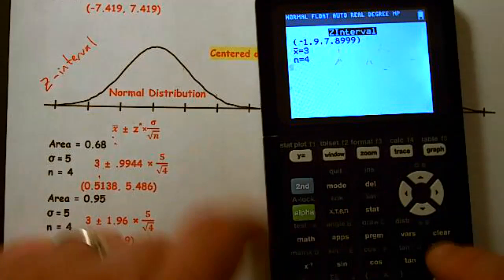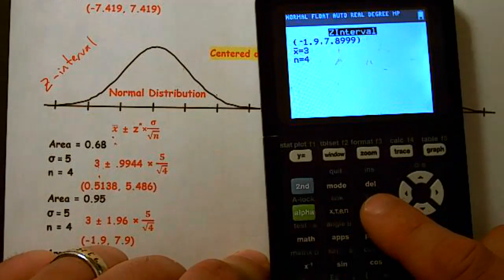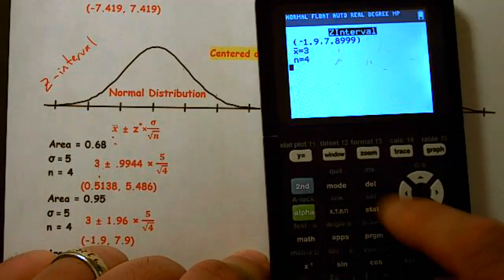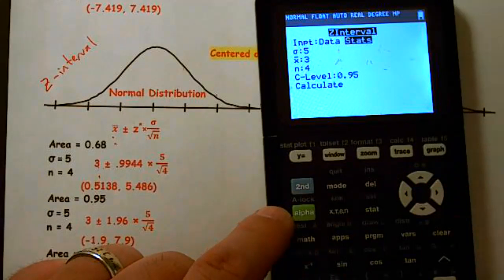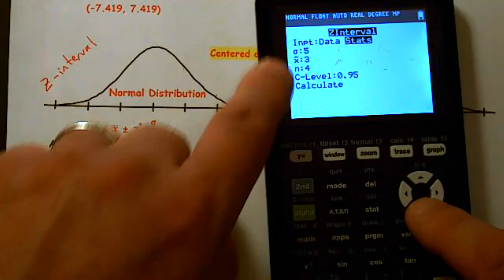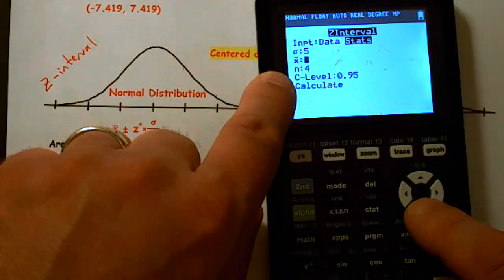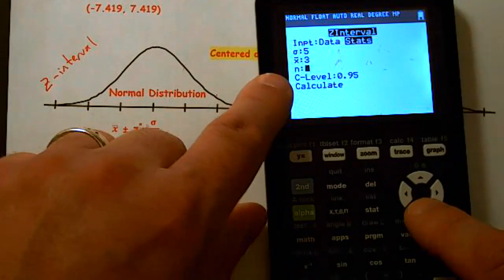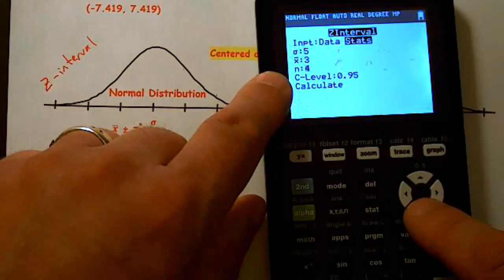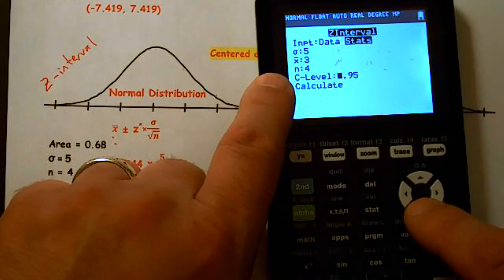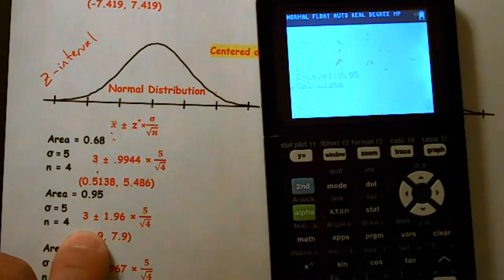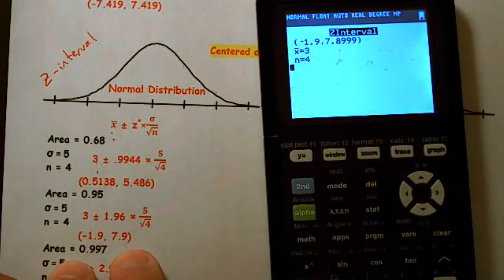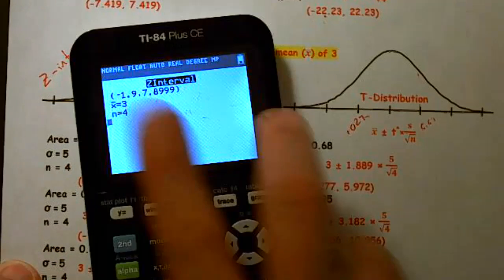I'm going to run through that real quickly again, just because I had that pushed off the screen. Sorry about that. So second quit, stat, test, number 7, which is z interval. My standard deviation is 5. My sample mean is 3. My sample size is 4, and my confidence level is 0.95. And I just pressed enter, and there it is. It gives me that width. Now, obviously, I could have done that for 3 standard deviations as well, or for 99.7.